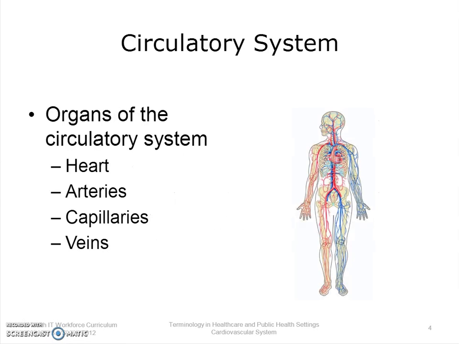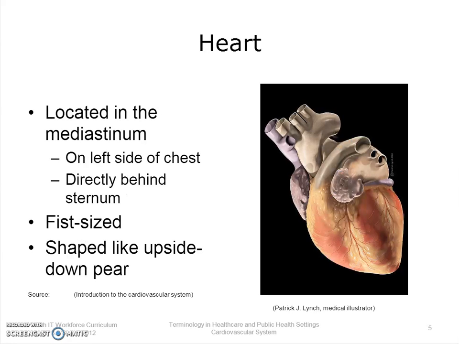This slide shows the anatomy of the circulatory system. As you can see, the organs of this system include the heart, the arteries, the capillaries, and the veins. The heart is located in the mediastinum, which is located to the left side of the chest and directly behind the sternum, which is the breastbone. The heart is about the size of a fist and is shaped like an upside-down pear.